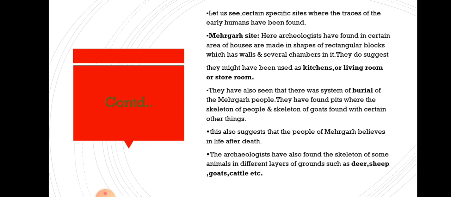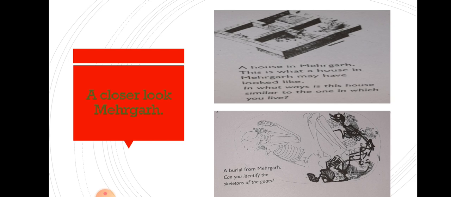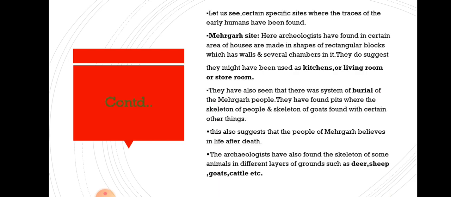Here archaeologists have found, in certain areas, houses with rectangular blocks which have walls and several chambers in them. They suggest that they might have been used as kitchens, living rooms or storerooms. As you have seen in the first image, the blocks are made of rectangular blocks and walls, and several chambers are there.